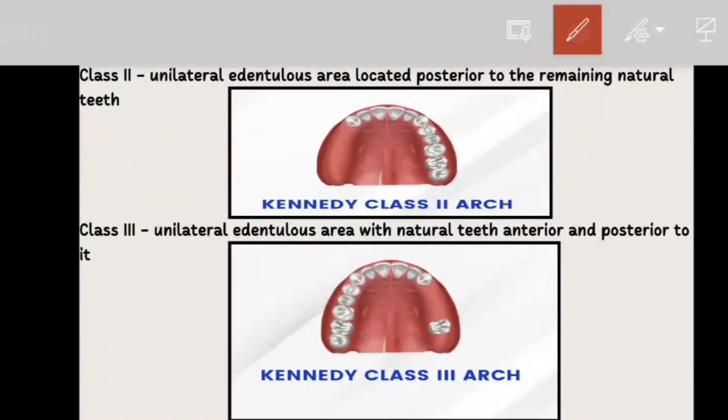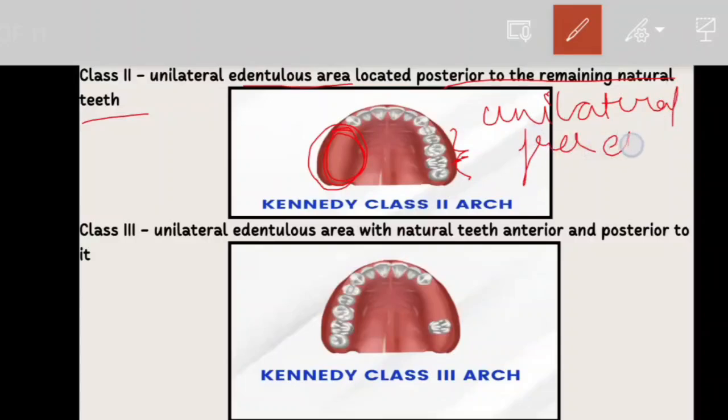Now class 2 is a unilateral edentulous area located posterior to the remaining natural teeth. It means the teeth are missing on only one side at the back. If the right side molars are missing but the left side molars are present, it is a class 2. This is a unilateral free-end saddle.